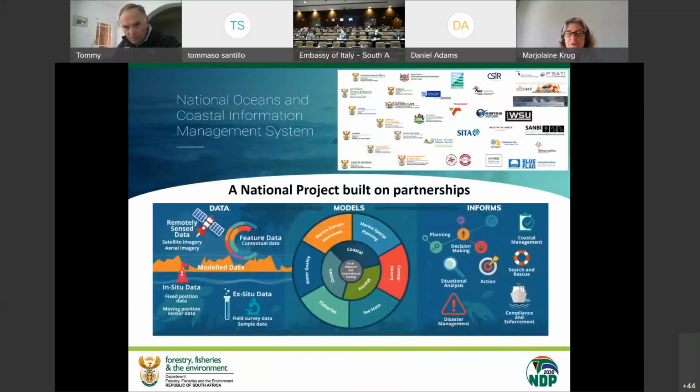The project builds on a wide range of partnerships across many government institutes, but also across non-profit organizations and some industry sectors. And we essentially cover different aspects. We do both data management through the Marine Information Management System, where we store in situ data principally from the branch, but other stakeholders as well. We run models and we aim to provide value-added products that help in decision making.